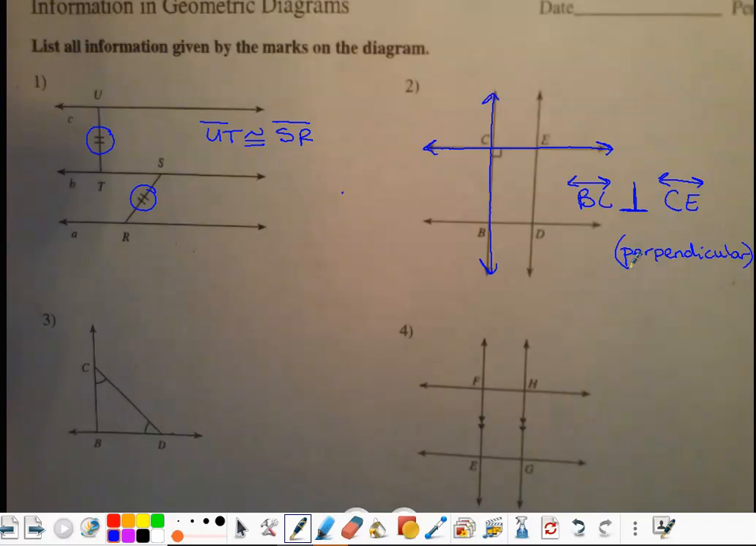Perpendicular. We do have some homework today. Can this be the homework? Might be. Yay. Okay.